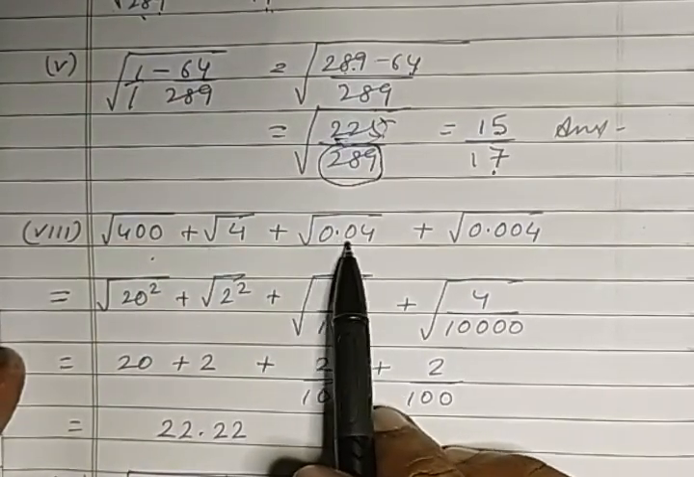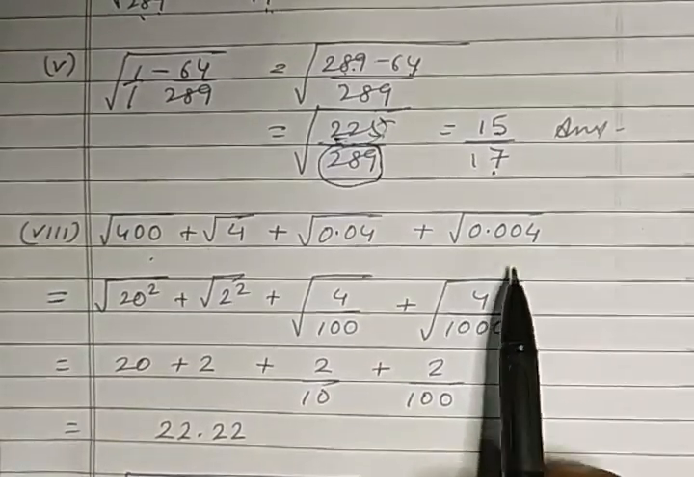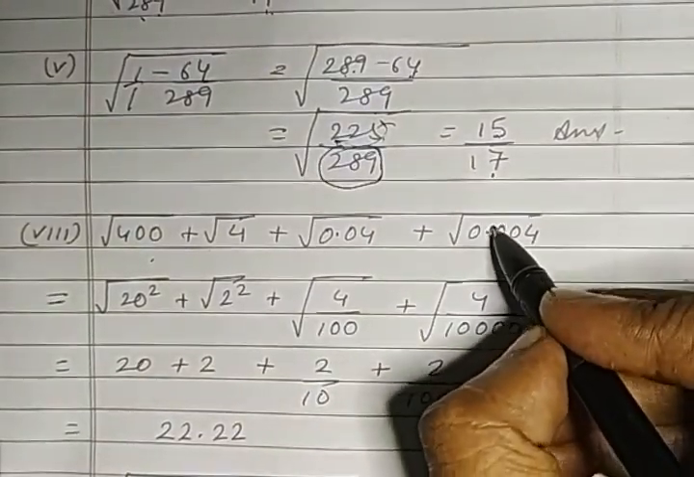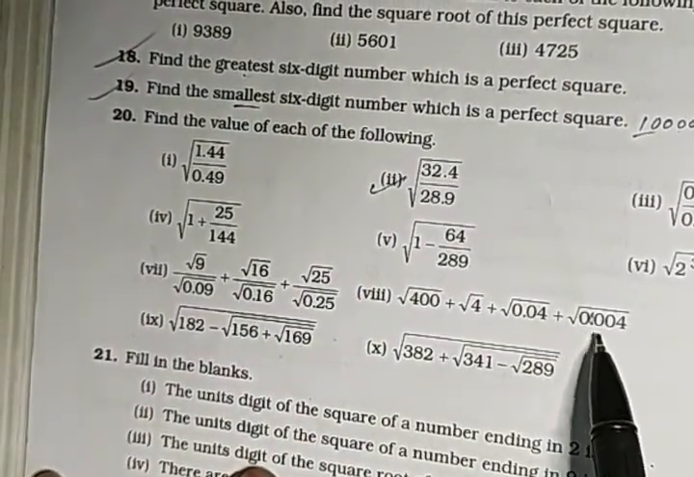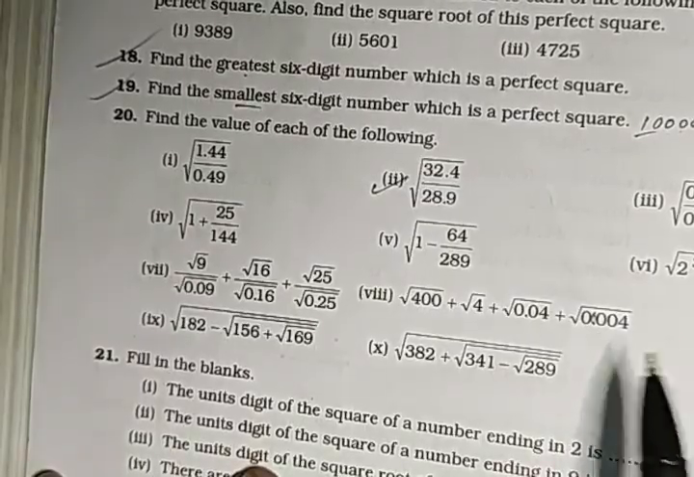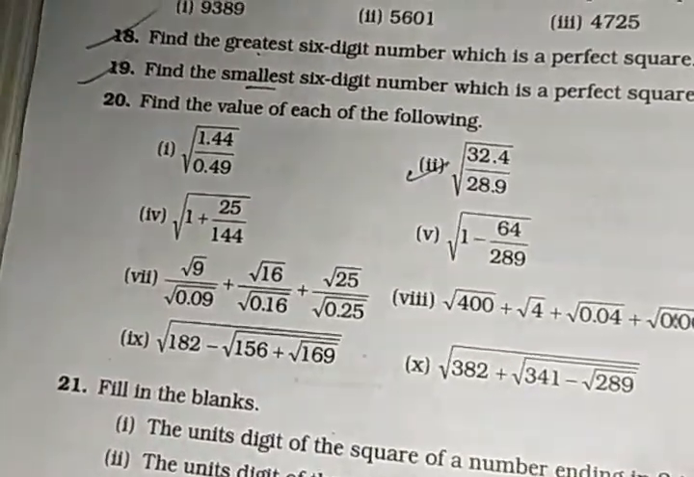Then there is another question, bit number 8 over here: root over 400, root over 4 plus root over 0.04 plus root over 0.004. Now here one more 0 will be there, there is a printing mistake in the question. You will see over here, there will be 0.0004, not 0.004. So just correct that in your book.